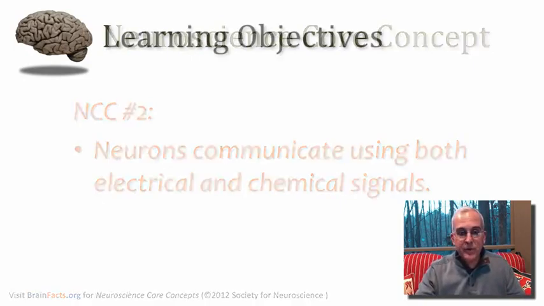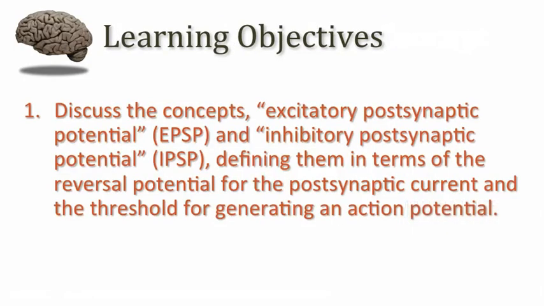Specifically, our learning objective today is to discuss the concepts of excitatory postsynaptic potentials and inhibitory postsynaptic potentials. And what I want you to be able to do is to define these terms in terms of the reversal potential for the postsynaptic current and the threshold for generating an action potential. Now, I trust all of that will be clear as we go through the tutorial together.